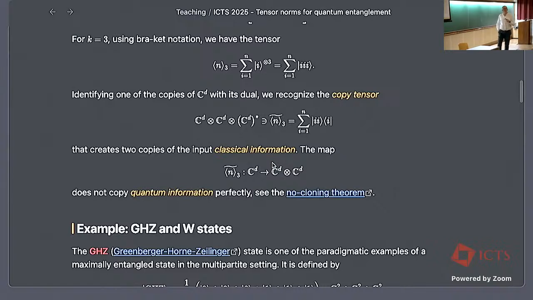And this is something quite nice. This is the copy map. So why is this the copy map? Because this N tilde 3 takes i and maps it to i i. So it takes a basis vector in the computational basis, and it gives you two copies of this basis vector. So this is the thing which copies classical information. But of course, this only works for the basis vectors. If you want to copy other vectors in the Hilbert space, this will not work because of the no-cloning theorem. But this is the one which copies classical information.